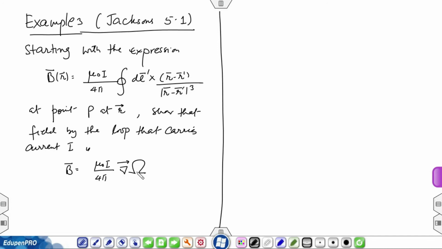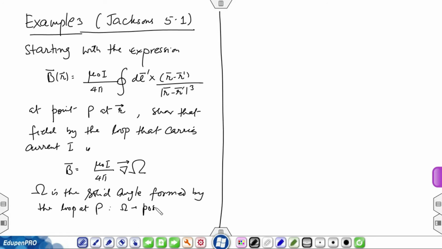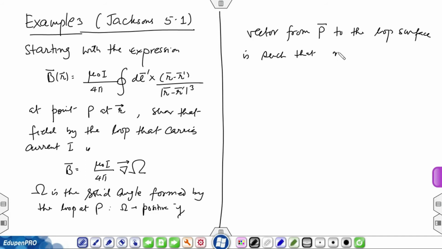gradient of omega, where omega is the solid angle formed by the loop at P, and omega is positive if the vector from P to the loop surface is such that n dot that vector is greater than 0, and negative otherwise.